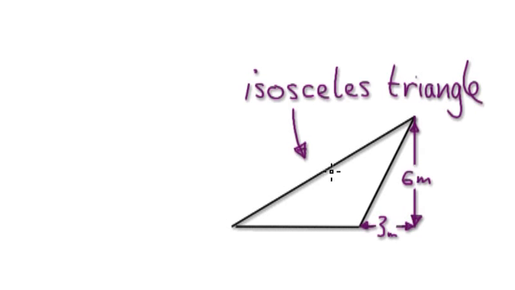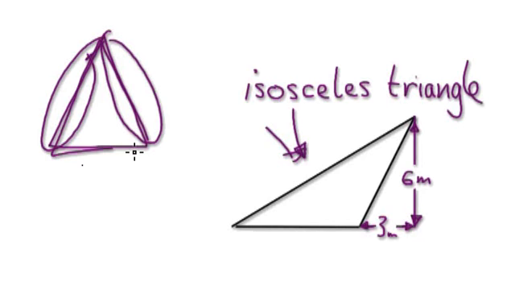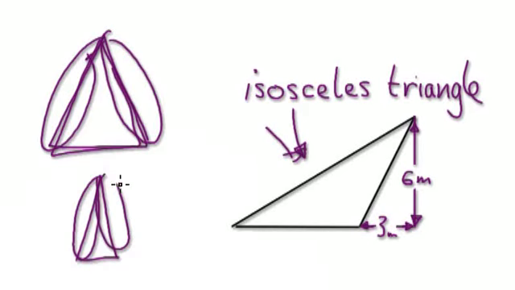This triangle here is an isosceles triangle. What that means is that an isosceles triangle is when you have two lengths that are the same. So these two lengths are the same, and therefore this is an isosceles triangle. This is also an isosceles triangle because this length here is the same as this length here. This one is not an isosceles triangle here.